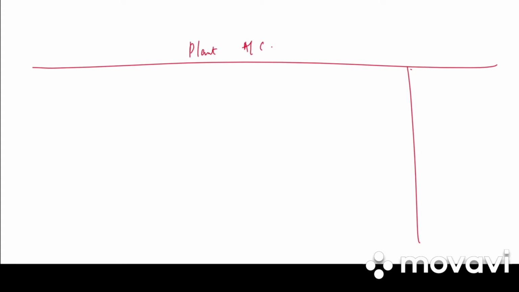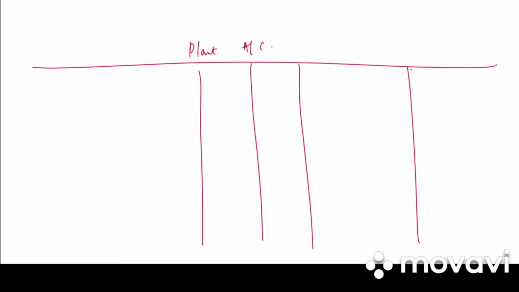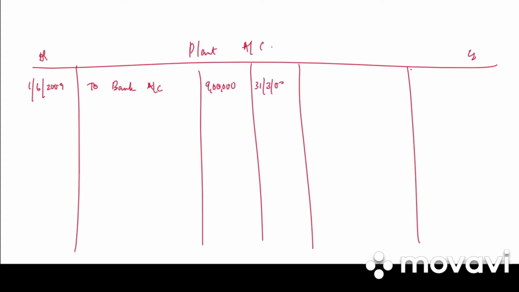So first we'll be preparing plant account, then we'll be having provision for depreciation account. So we have debit side, credit side, date particulars, LF amount, date particulars, LF and amount. So 1st June 2009 to bank account 9 lakh. 31st March 2010 by balance carried down.